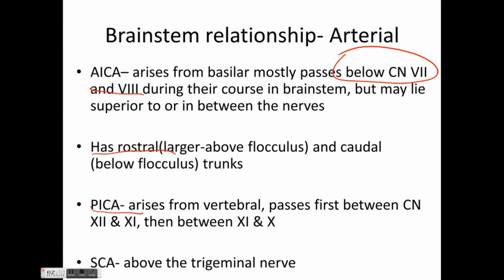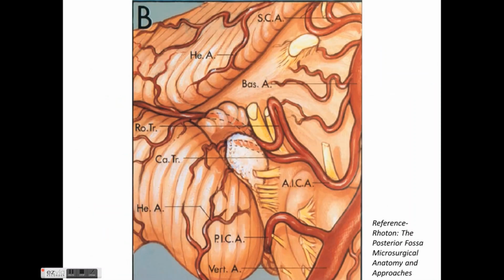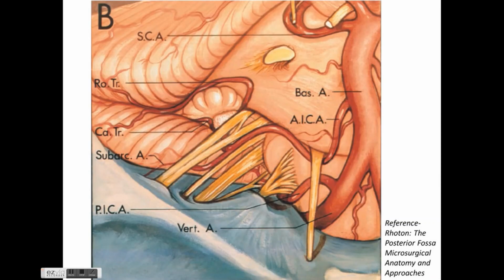As we can see from this picture, this is the PICA, as I have showed its relationship first with the hypoglossal nerve and the spinal accessory nerve, and then with the vagus and the spinal accessory nerves. We can see AICA, which is usually below the 7th and 8th nerve. It has a rostral trunk which is larger, above the flocculus, and a caudal trunk which is smaller and below the flocculus. And SCA we can see is above the trigeminal nerve. These are the various other views demonstrating the arteries, and we can see the various sorts of displacements of AICA by the vestibular schwannoma.